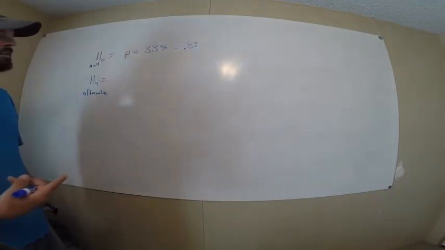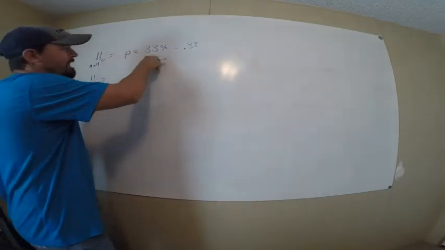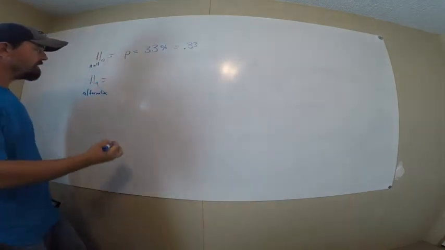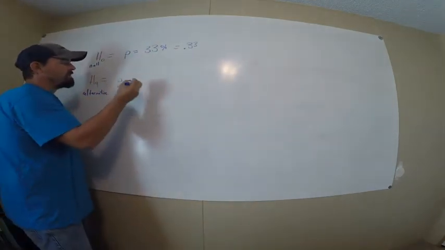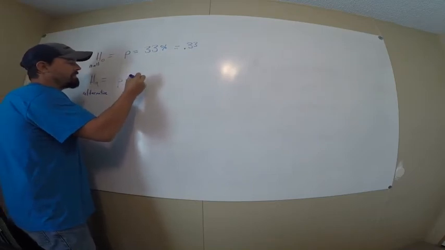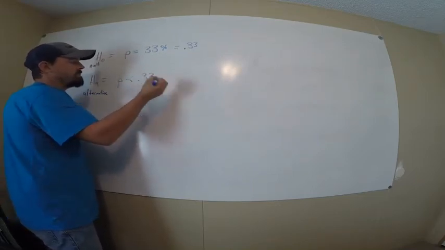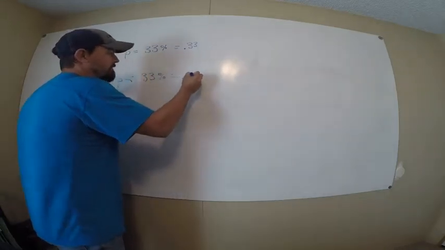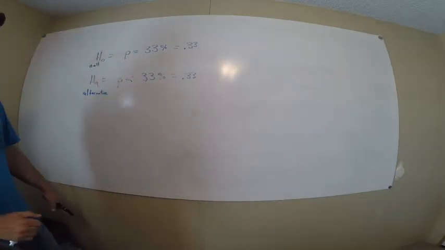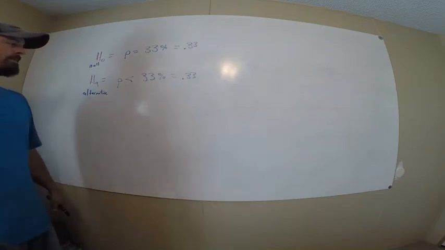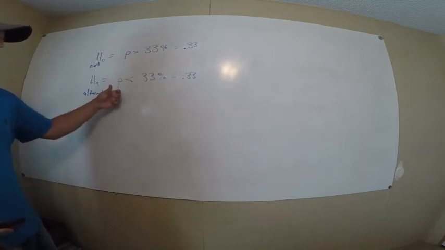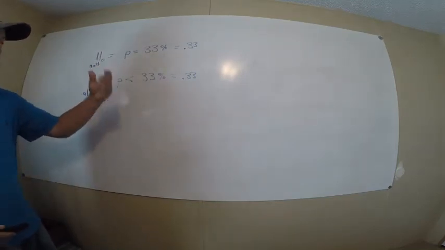If you have to put this in on the MyStatLab, it'll indicate whether it wants percent or decimal. Okay, so your alternative here, you think it's too high, so P needs to be less than 33% or 0.33. So null hypothesis is P is equal to 33%. Alternative hypothesis is P is less than 33%. The big thing here is don't use a mu because we're not talking about a mean, we're talking about a percent.